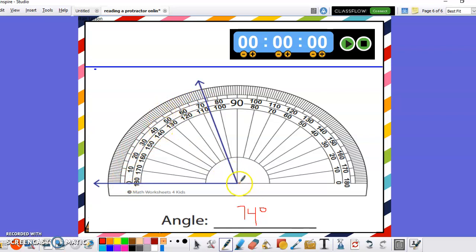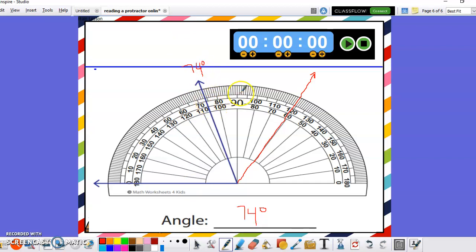Now you might ask, well, what happens if it doesn't start at 0? So let's say that we have this angle right here. If I have this angle here, I'm going to go from one ray to the other, and then I'm going to count in between. So here I have 64. I already know that this is, excuse me, not 64. This is 74 degrees. I'm going to label that as 74 degrees.